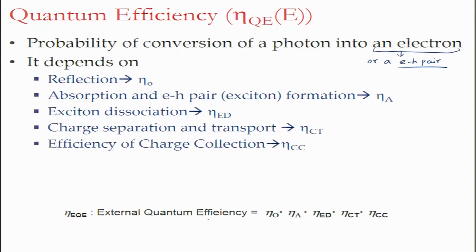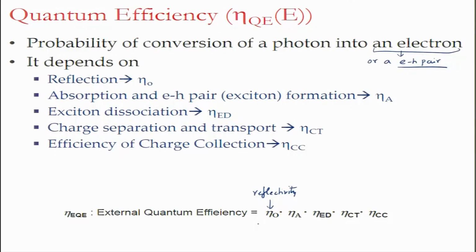So, the net external quantum efficiency is a product of all these efficiencies: the optical efficiency, the reflection one, eta O; the absorption and exciton formation efficiency, eta A; the exciton dissociation efficiency, eta ED; charge separation and transport, eta CT; and eta CC, the charge collection. So, you can see each of these is an independent factor determined by various factors. Eta O is going to be determined by the reflectivity of the top surface, and that is why in solar cells we use anti-reflection coatings nowadays, especially for silicon and other kinds of solar cells, not so much for organics and perovskites.